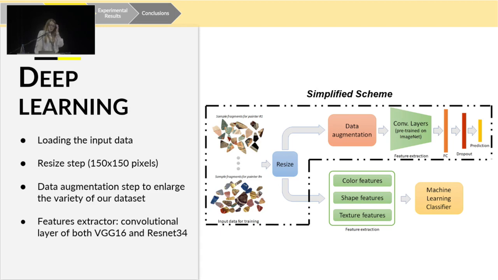So in this figure, we report a simplified schema of the deep learning approach. After the loading of data and a resize step that was necessary to have the same sizes, we applied also a technique of data augmentation to enlarge the variety of our dataset, while for the feature extraction we tested the convolutional layers of both VGG16 and ResNet34 pre-trained on ImageNet, a famous dataset.